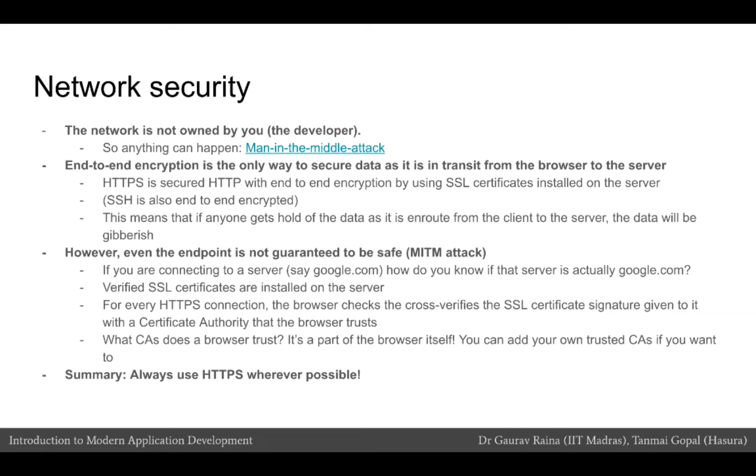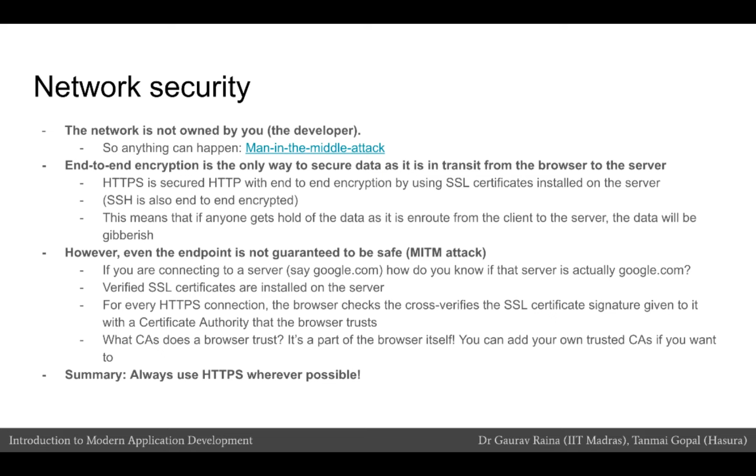However, the interesting thing about end-to-end encryption is that while we can somehow ensure that the data sent from our client to the server is encrypted, how can we ensure that the server is actually the server? For example, when we connect to google.com, how do we even know whether the server is actually google.com? And this is where the second, more important property of SSL certificates comes in, where SSL certificates are actually used to identify that a domain belongs to the server that is responding to a request. And the way this works is that whenever a browser makes an HTTPS connection, the browser cross-verifies the SSL certificate that is sent to it by the server with a certificate authority.